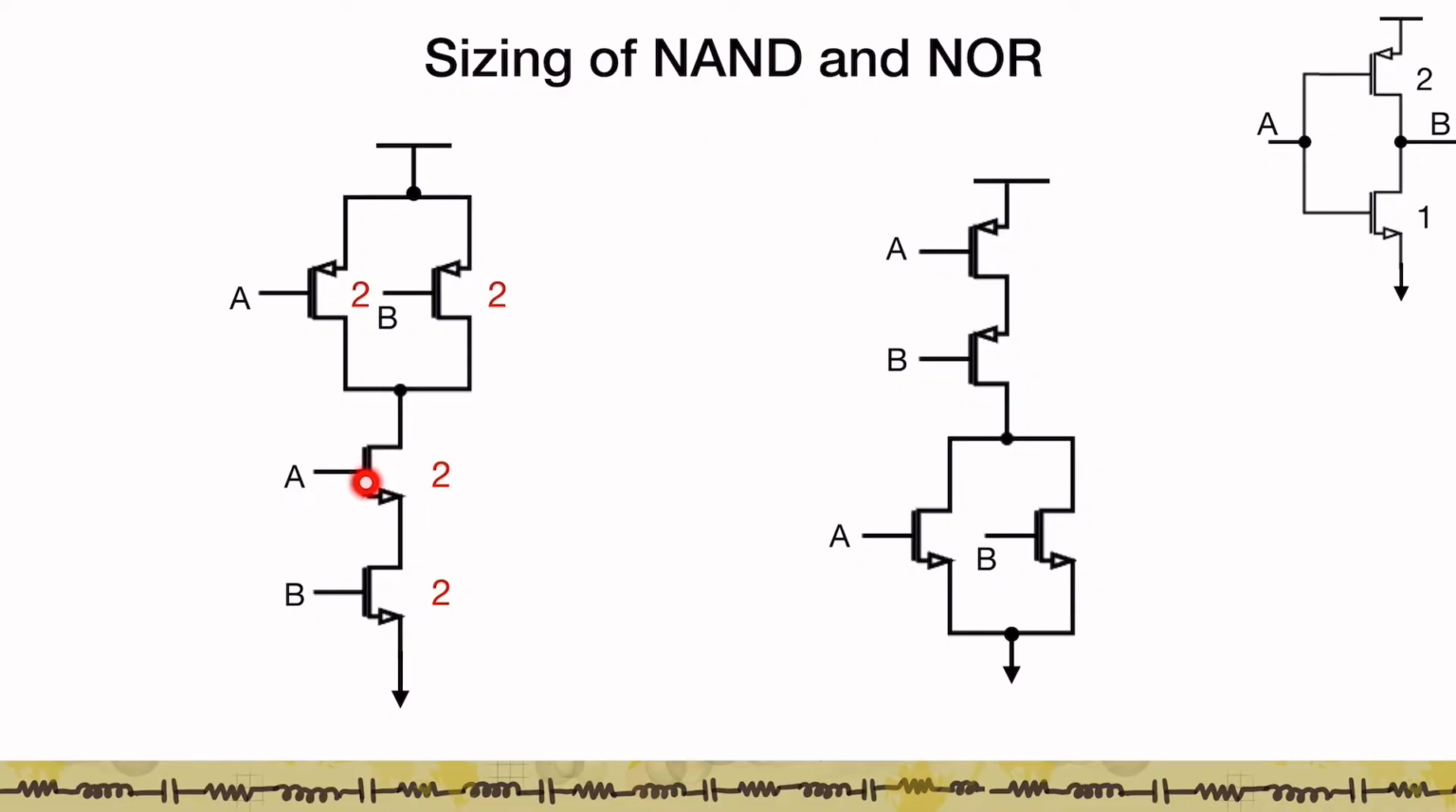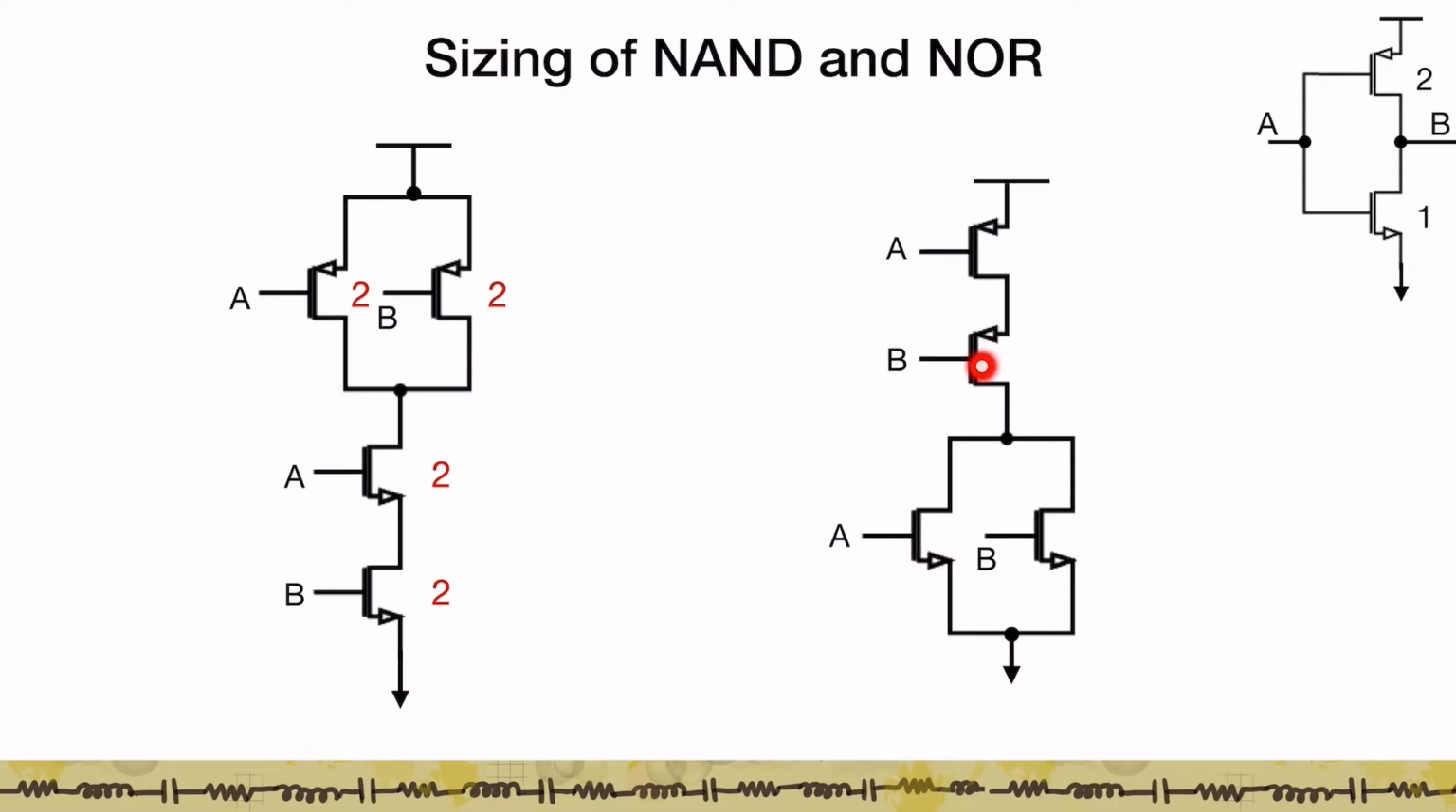Therefore, in the NAND 2, we're going to size up the NMOS transistors to be twice that of the inverter because they appear in series, and we're going to size up the PMOS transistors to be the same as that in the inverter, because in the worst case the pull-up in the NAND 2 gate looks just like the pull-up of an inverter.